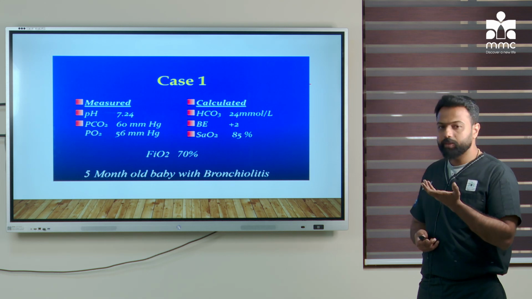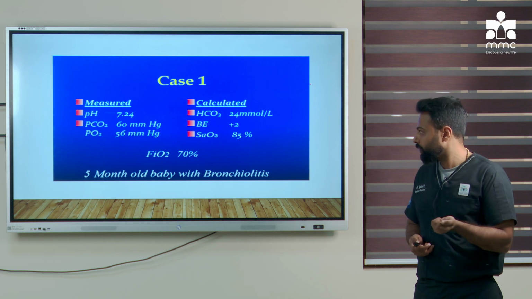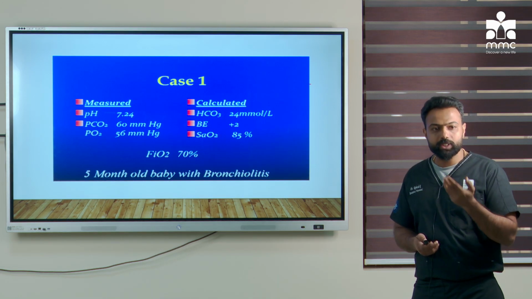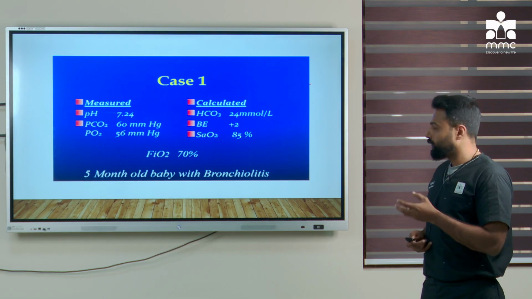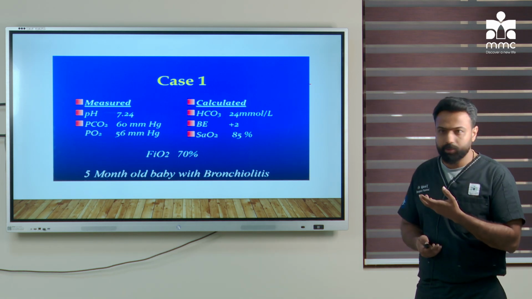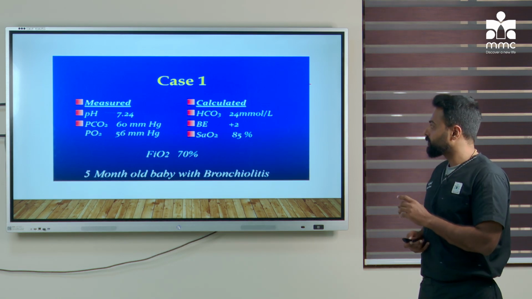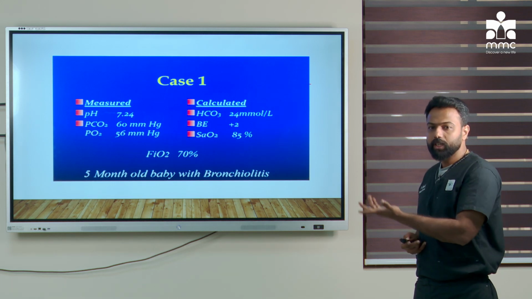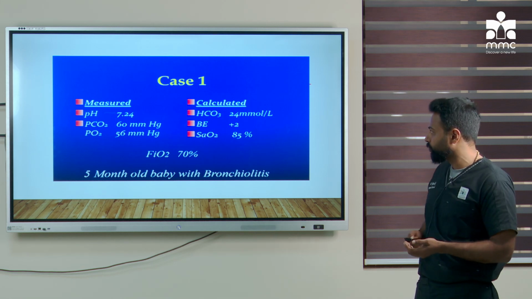A 5-month-old baby with bronchiolitis means you are expecting a respiratory problem. And you look at the FiO2: you are giving 70% oxygen, whereas normal room air is only 21%. Even if you are giving 70% FiO2, the PaO2, which corresponds to the saturation, is quite low, which means the patient is still hypoxic. So you have to increase the FiO2 further. That is the first initial thing you can do from this ABG.